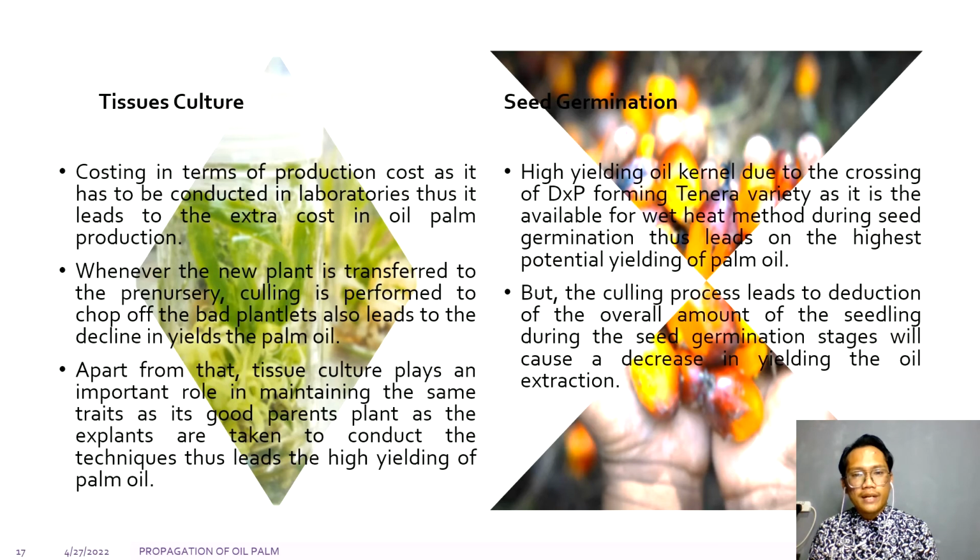In contrast, seed germination gives a high-yielding oil kernel due to the crossing of DXP forming the Tenera variety, as it is available for the wet heat method during seed germination, thus leading to the highest potential yield of palm oil. But the culling process leads to a reduction in the overall number of seedlings during the seed germination stage, which will cause a decrease in oil extraction yield.